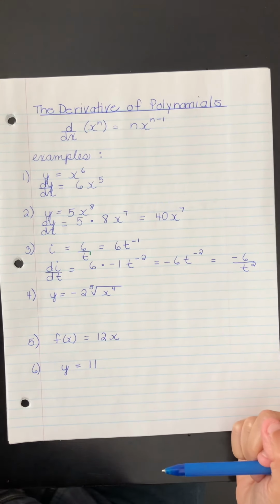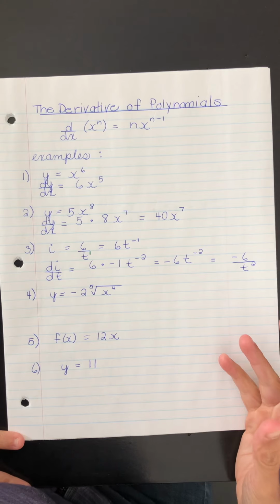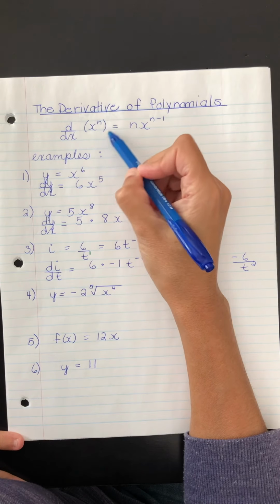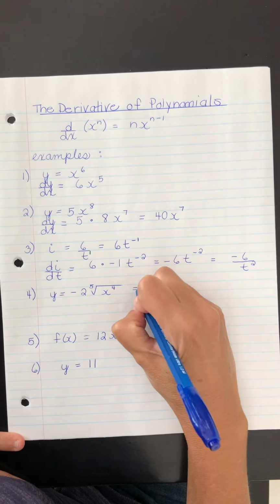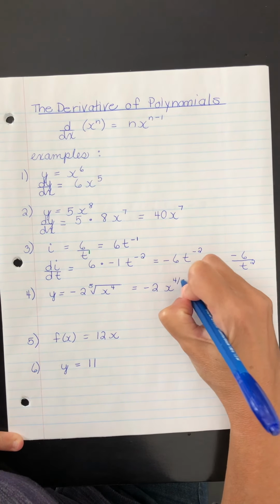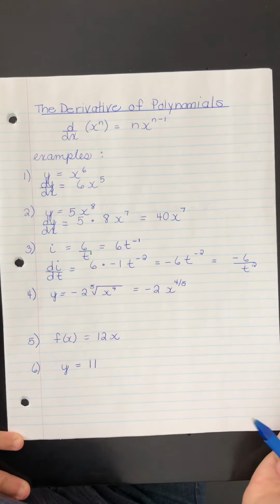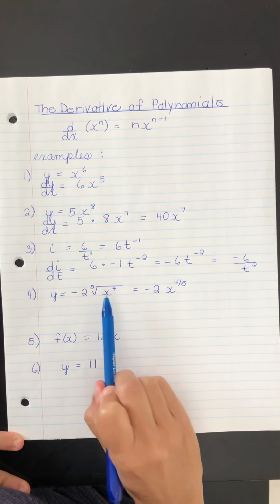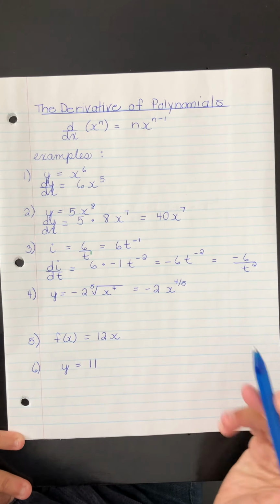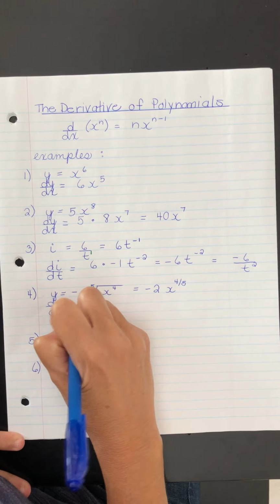Okay, let's try problem 4. Problem 4 has to be rewritten before we differentiate, because again, we need something of this form. So we have to remember this is the same as negative 2 times x to the 4/5. We use a fractional exponent when we have radical form. So this function is still the same as this one. They are both y. Now we're ready to form the derivative of y. So dy by dx equals.